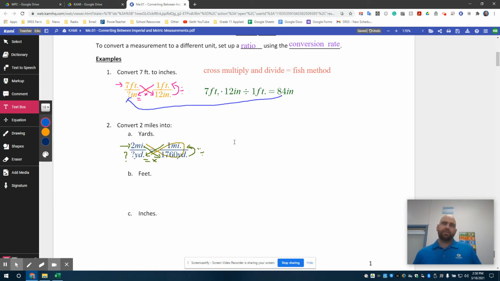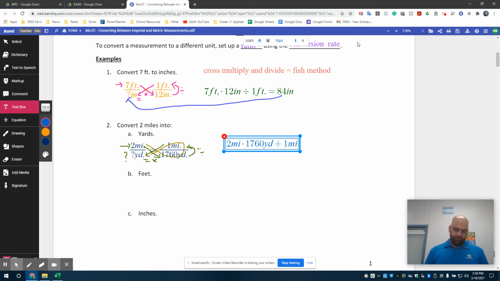All right, so let's put this into a statement. We start with 2 miles, we multiply by 1,760 yards, and we divide by 1 mile. And when we do this, again, you can use a calculator. I'm going to be using mine. 2 times 1,760 is 3,520 yards. So 3,520 yards.